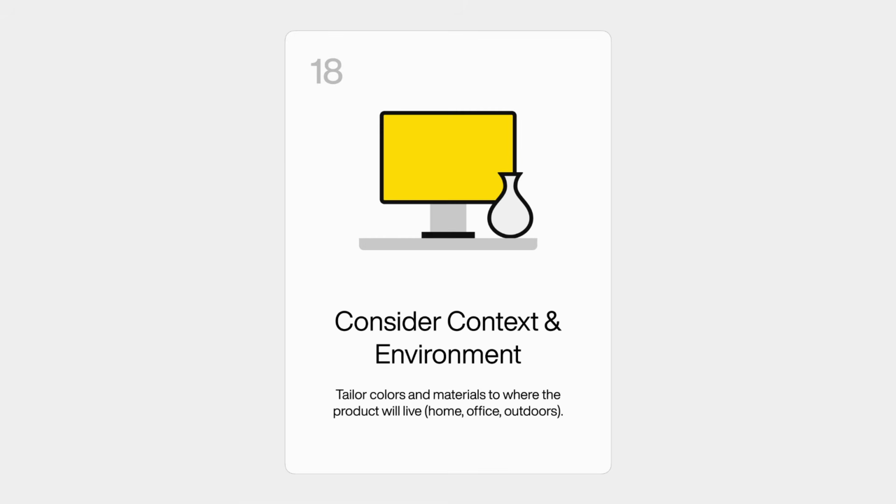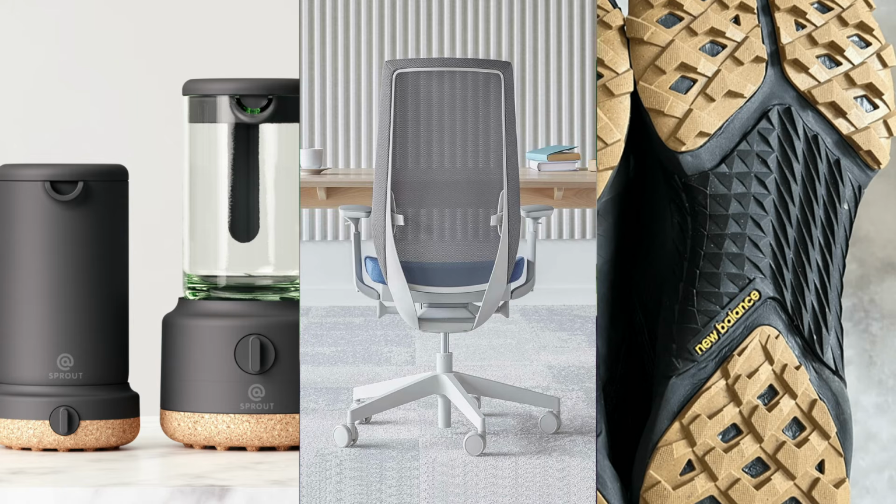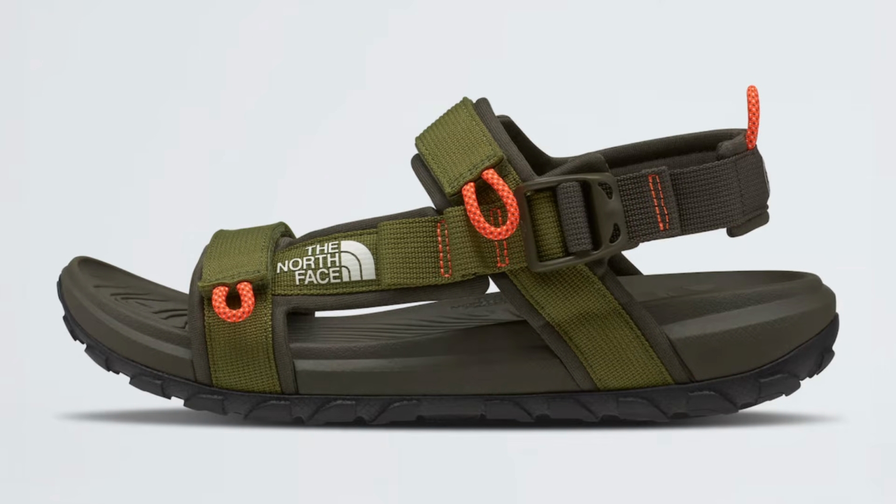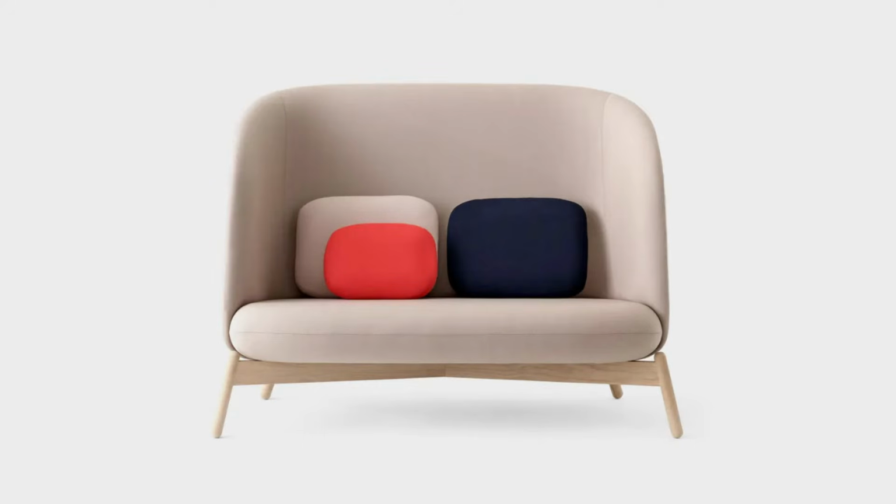This is the 18th principle. Consider context and environment. So with a product, you want to consider where it lives. Is it in the home, in the office, outside? Understanding those colors, textures, and finishes of that environment will help inform how the CMF of the product should be as well. So for instance, an outdoor product will feel like an outdoor product if it has the tones and colors of the outdoors, versus something in the home where you're thinking about furniture, textile, etc. That'll feel like something that belongs in the home.